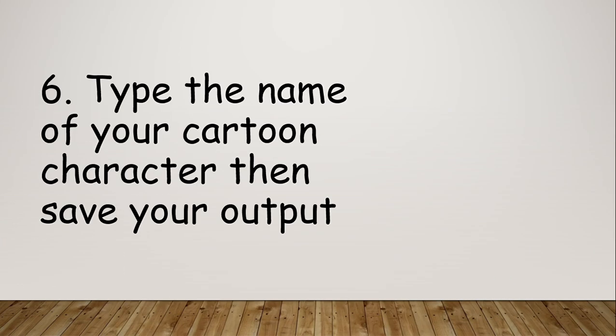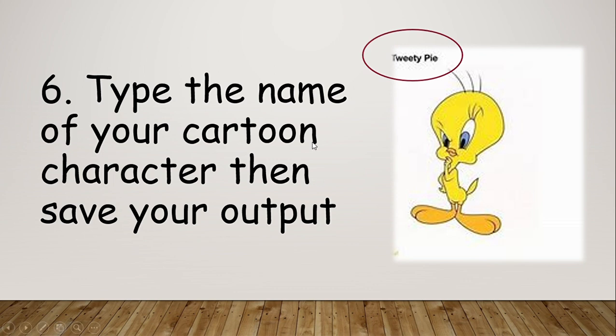And lastly, we need to use the last step. We need to type the name of your cartoon character, then save your output. For me to know your cartoon character, you need to put a name on it. Maybe you can put it on the side, the center, the top, the bottom, or on the left. It's your choice which side you are going to put the name of the cartoon character that you create. So again, it's your choice where to put the signage or the name of your cartoon character. Like for example, we have here, who's this? It's Tweety Bird.